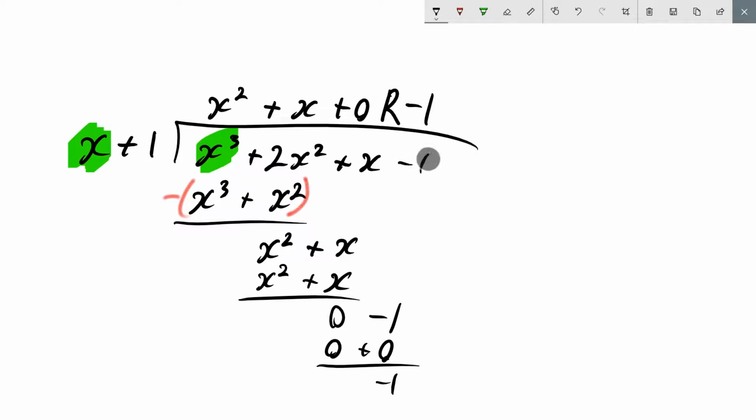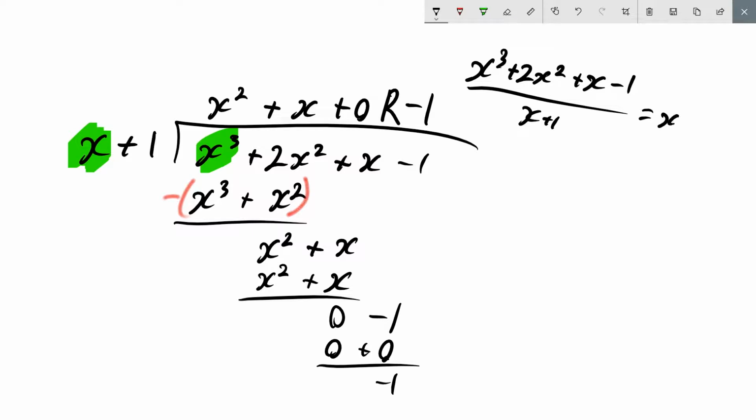To show what this is as a fraction, and then how we can implement the remainder, what I'm saying is x cubed plus 2x squared plus x minus 1 all over x plus 1 equals x squared plus x, and then I have this remainder negative 1, so I'll say minus 1 over x plus 1. I want to move on to a slightly harder example.